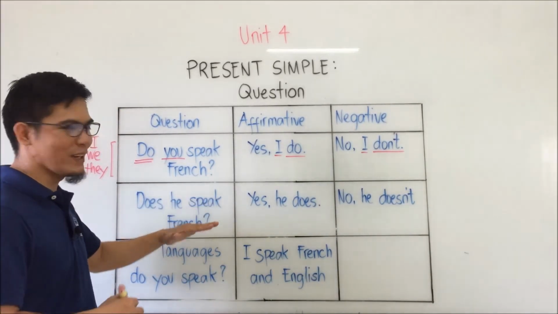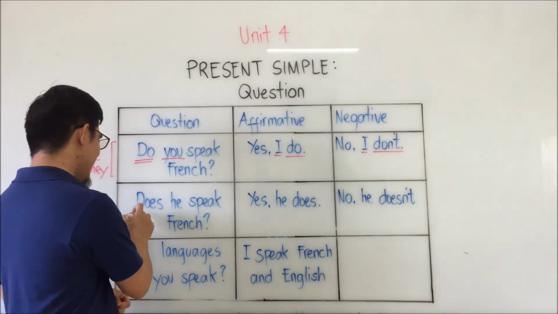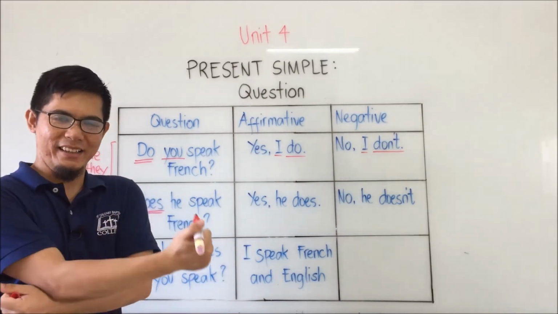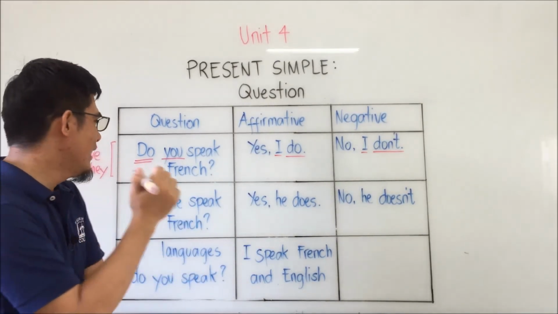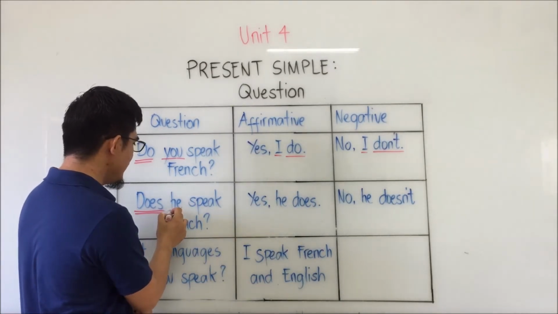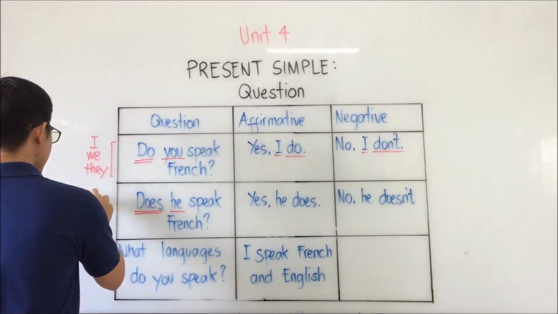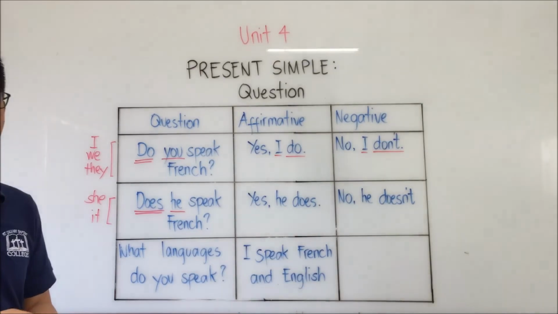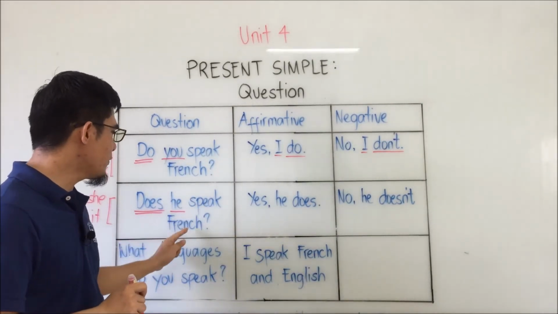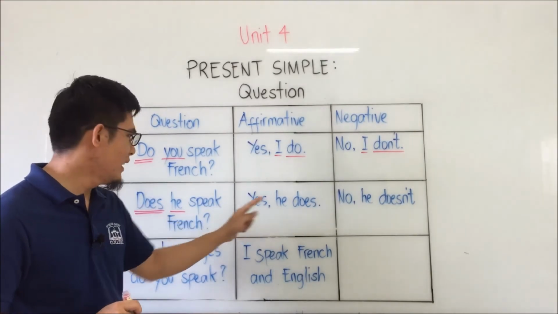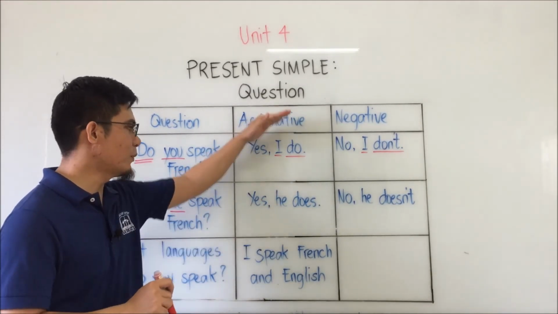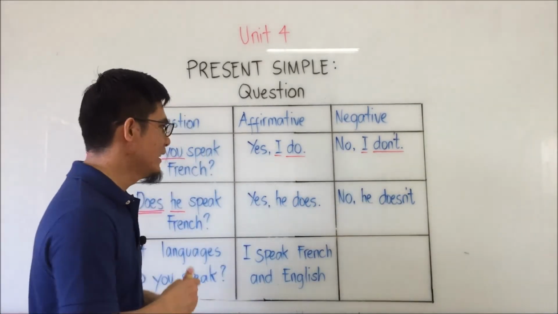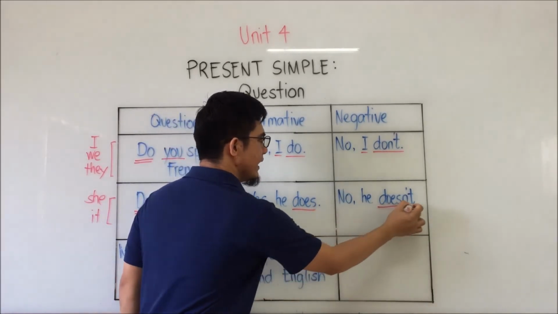Okay, let's move on. Does he speak French? Look at the word does. We use the word does at the beginning. Why do you think? It's because of the singular pronoun he, or she, or it. Got it? Does he speak French? Use the same, he and does. Affirmative, yes, he does. For negative, no, he doesn't. Yes, he does. No, he doesn't.